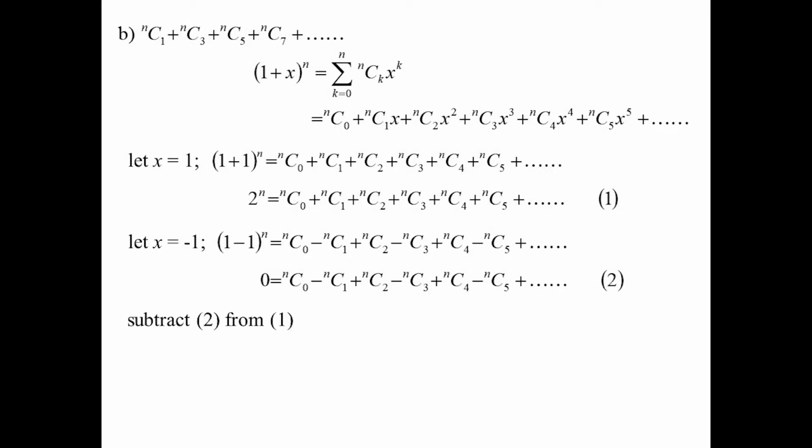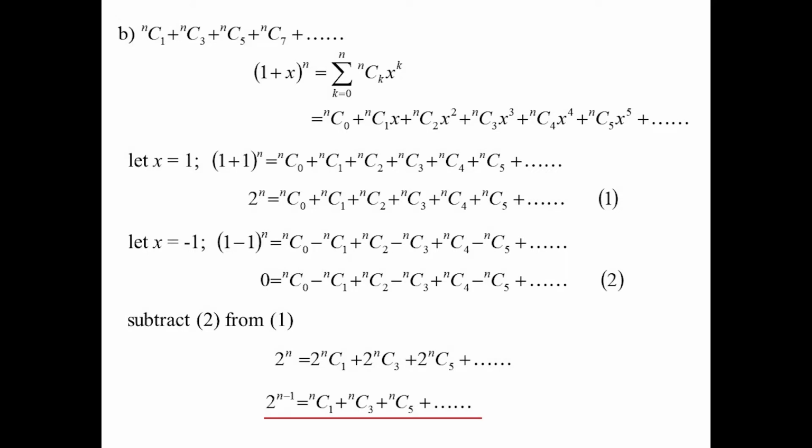The odd ones. So if I add or subtract, what do we have to do for this one? If I subtract, that'll get rid of all of the even ones, because we'll get nC0 minus nC0, nC2 minus nC2, and so on. But I'll be left with 2 lots of all the odd ones. Well, if I divide both sides by 2, there's the result. All the odd ones add up to be 2 to the power of n minus 1.